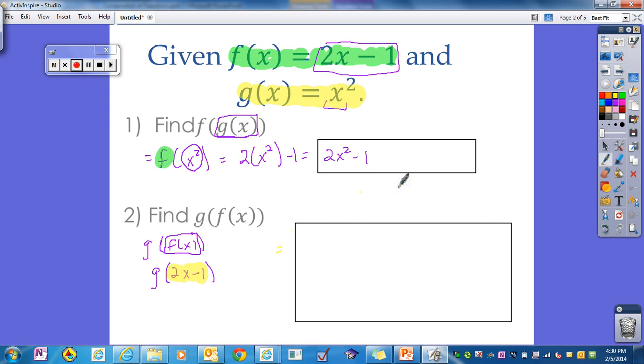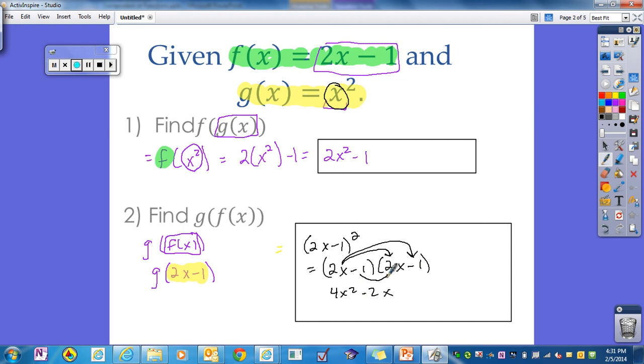So that means when I work with my g of 2x minus 1 function, I'm going to have to be doing 2x minus 1 squared, because I took what was with my x and I replaced it with 2x minus 1. That's equal to 2x minus 1 times 2x minus 1. So I have to do my first term, which is 2x times 2x, which is 4x squared. My outside term, 2x times minus 1, which is minus 2x. My inside term, which is negative 1 times 2x, which is minus 2x again. And then my last term, which is negative 1 times negative 1, which is a positive 1.